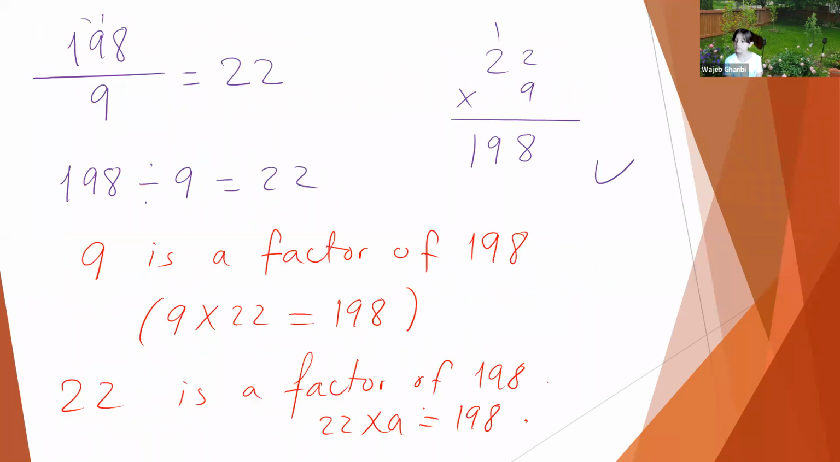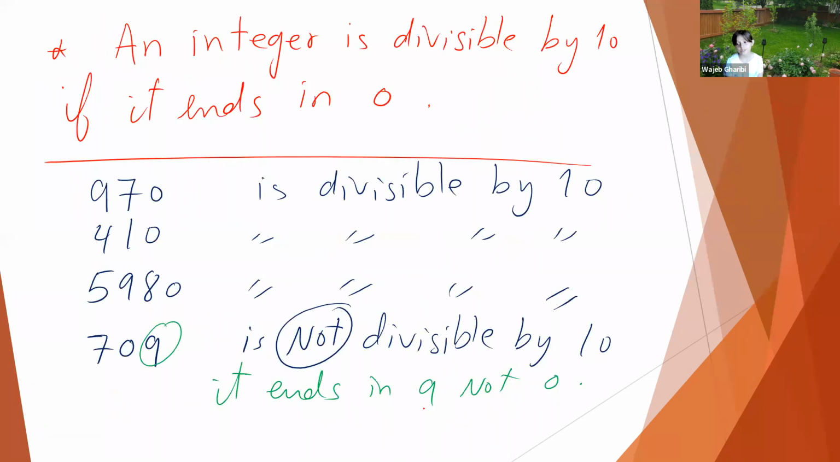Okay, and in this case, if 198 is divisible by 9, what do we name 9? 9 is a factor of 198. How about 22? 22 is a factor of 198. It's also a factor. Why? Because 9 times 22 equals 198. The last one: an integer is divisible by 10 if it ends in a 0.